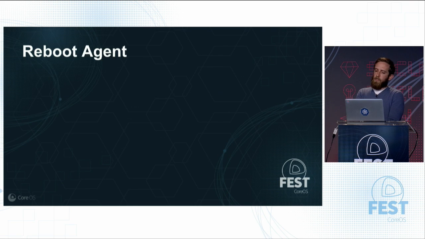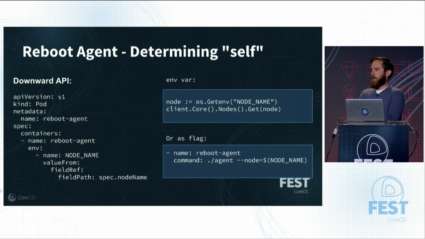So let's start with the reboot agent. I talked about how we want to determine self. The reason for this is that we don't want to write a new pod for every node that we're going to be launching in the cluster. We want to have one generic manifest that can be deployed everywhere. So we need some way of, at runtime, determining where am I running, because I need to watch the API for changes about myself. And so what we can do here is use something called the downward API.